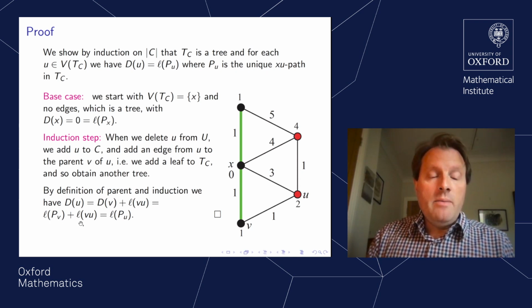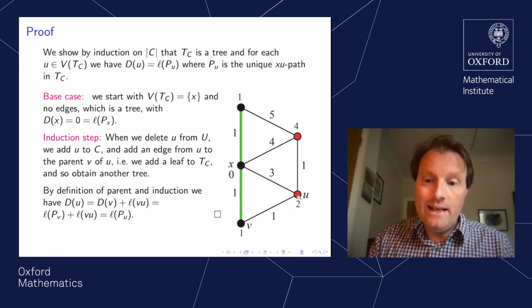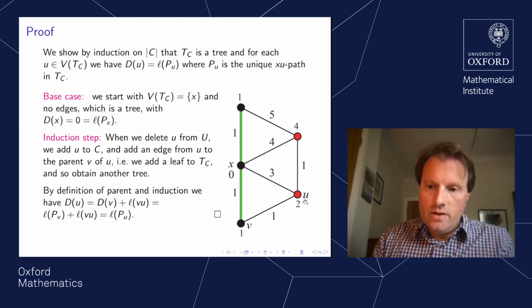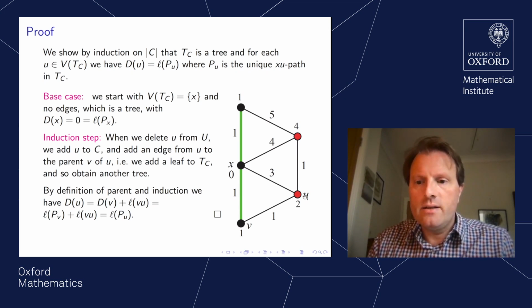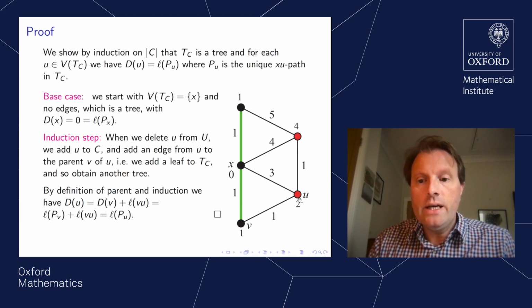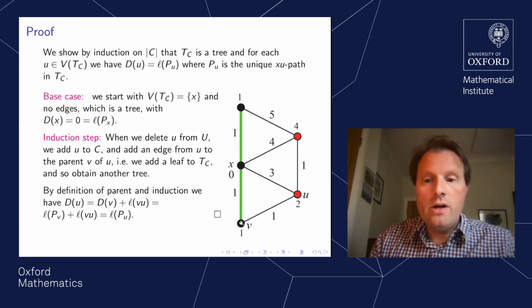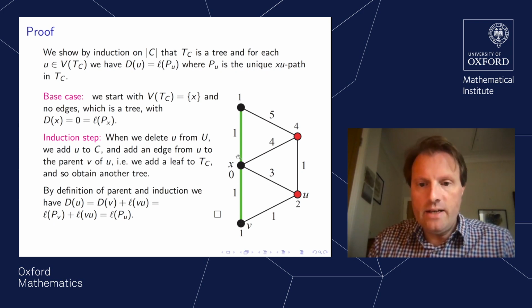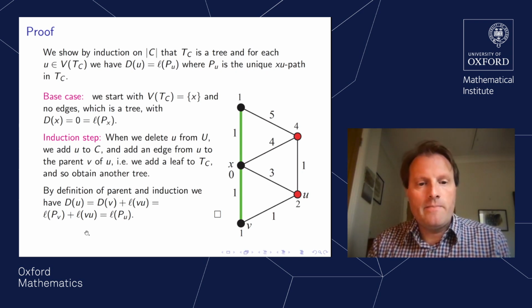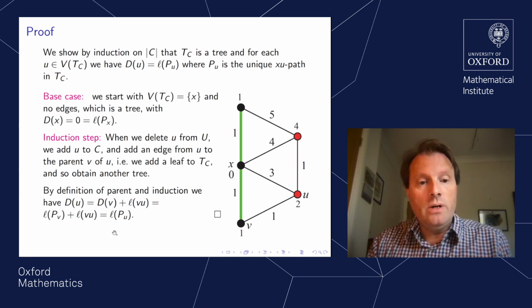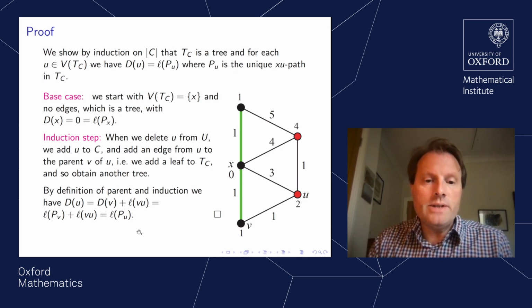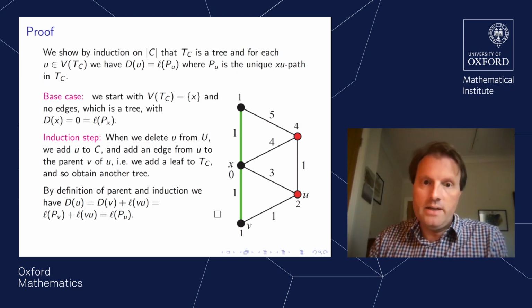But L of PV plus L of VU is the length of PU, because the unique path in the tree joining U to X, U is a leaf of the tree, so it travels along UV and then it does what PV did. And so I've shown what I needed to show, namely that for this new vertex, D of U is equal to L of PU. And so I'm done by induction.